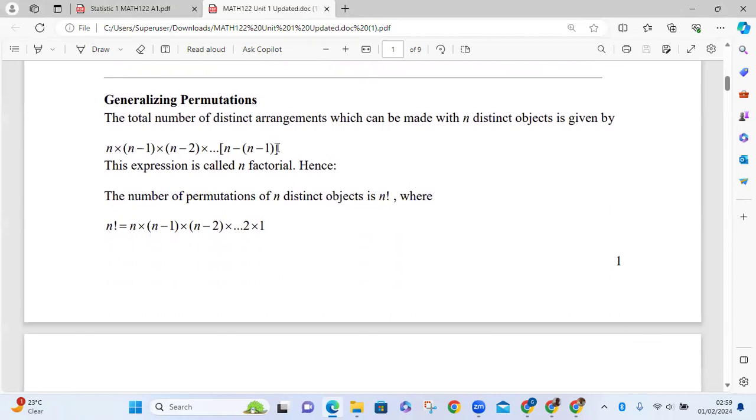Now, to generalize that calculation, the total number of distinct arrangements which can be made with n distinct objects is given by this formula, or you can say this mode of multiplication. First, you start with the total number of distinct objects, then you multiply by 1 less, then you multiply by 1 less of that previous 1 less, so that's 2 less from where you started, and you go down multiplying descendingly in that manner.